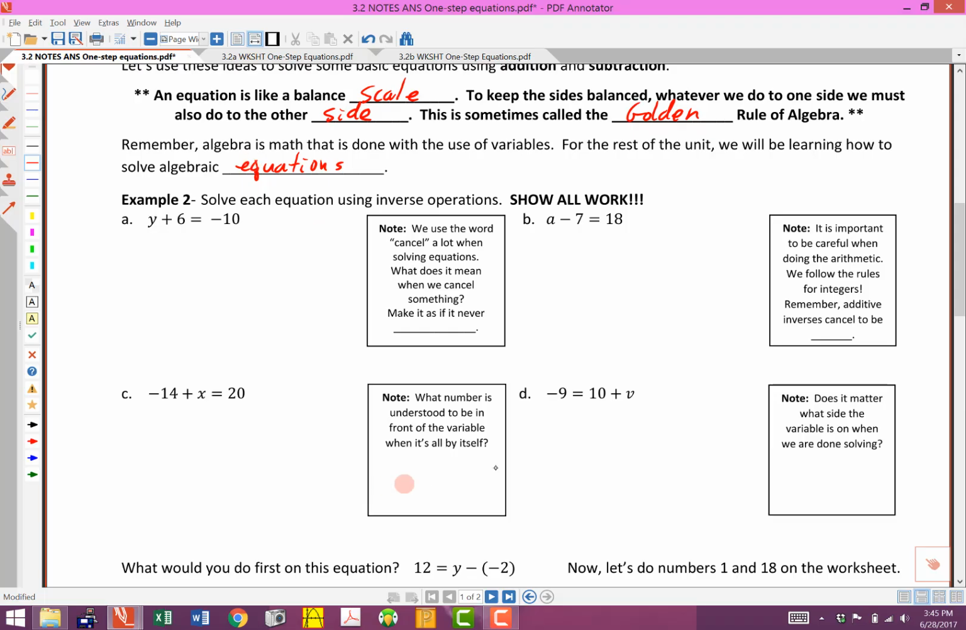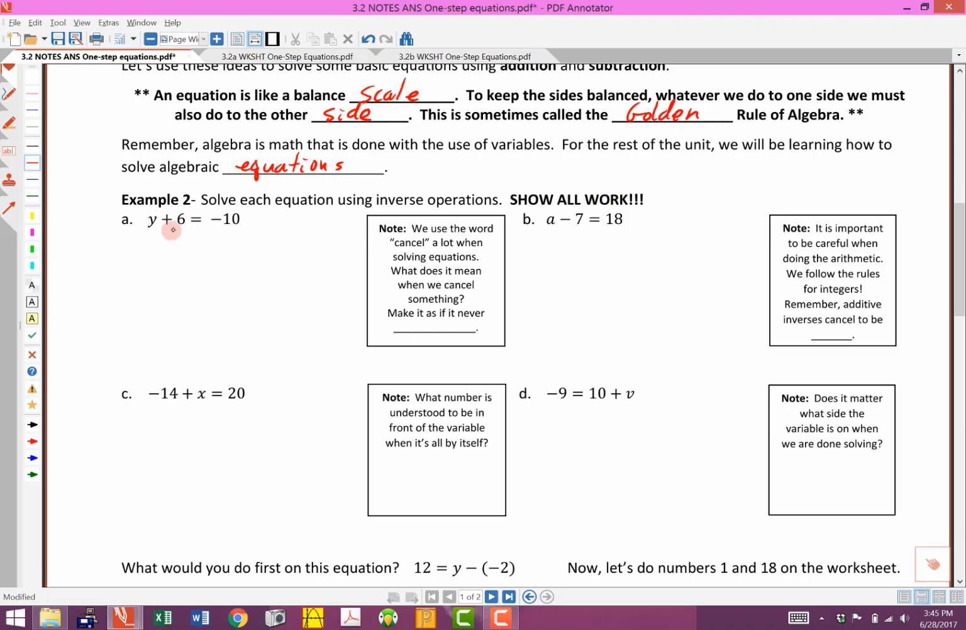So I've got 4 problems here, and then we're going to do a couple from the assignment. But let's really think about what's going on here, and I've got some key points that I want us to take note of as we go through and do this. So here's what we want to do. We want to take a look at this, and we want to solve each equation using an inverse operation, and we want to make sure that we're showing our work.